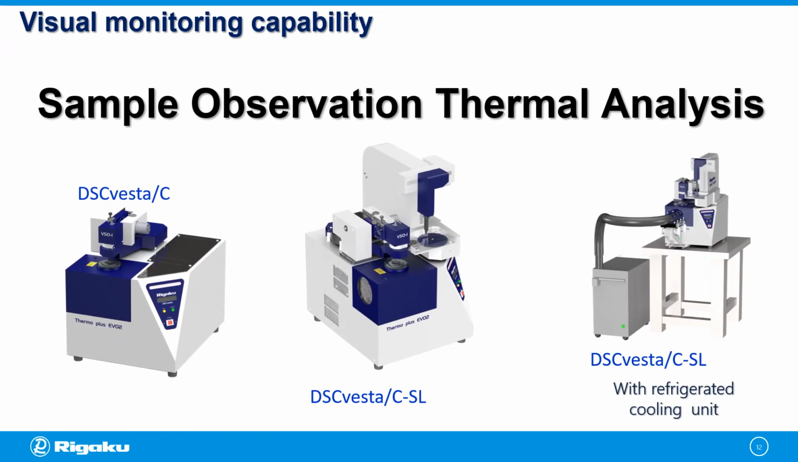DSC Vesta is also equipped with a visual monitoring capability as an option that allows you to confirm the visual changes in the material as it goes through a reaction, obtaining new information and insights. Through this option, you can create a movie on the captured images with the analyzed data. With a sample observation attachment, you can also use together with an auto sample changer and also a cooling option such as refrigerated cooling unit.